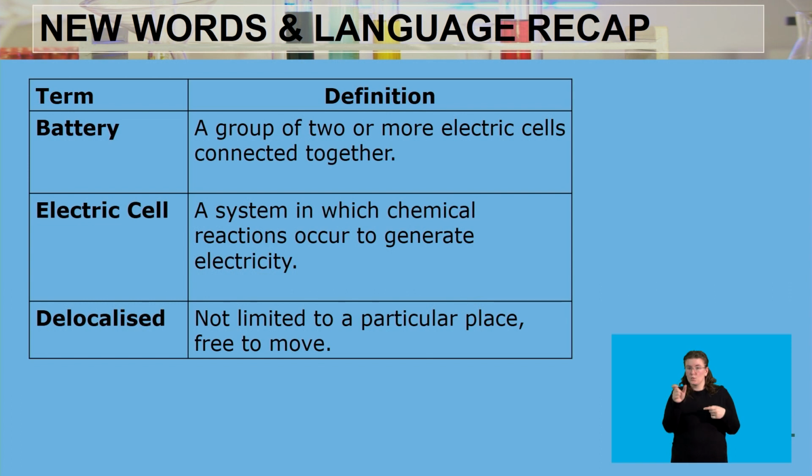So we used words such as battery, electric cell, and delocalized. And the battery was a group of two or more electric cells that are connected together. And an electric cell, well, that's now a system in which chemical reactions occur to generate electricity. And then what we mean by delocalized, we're saying that that's not limited to a particular place or free to move. So those are the electrons that are not limited to a particular place. They are free to move wherever and however they want.